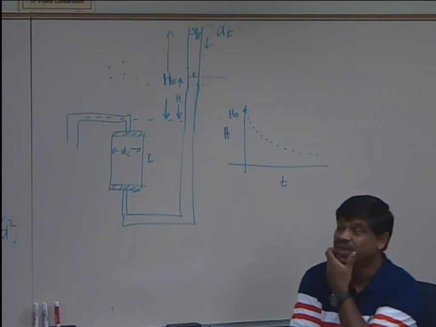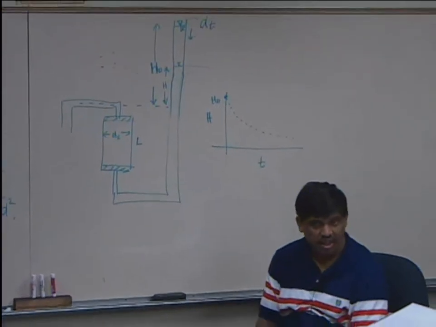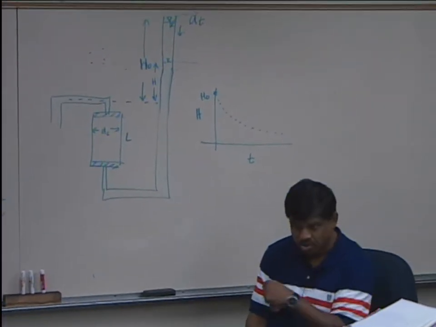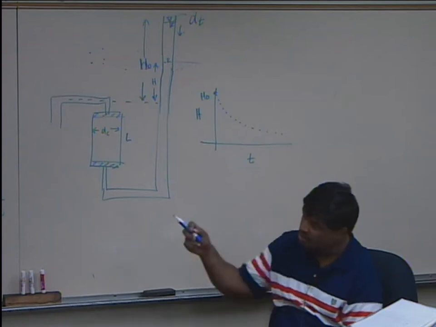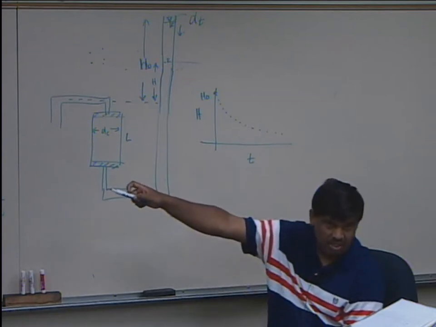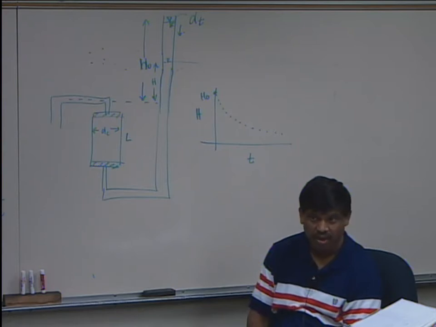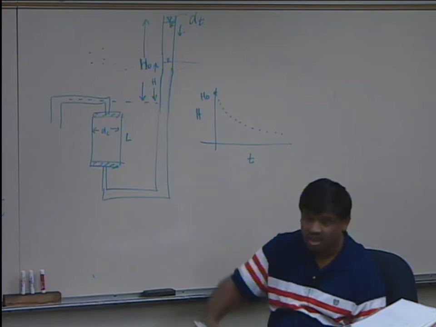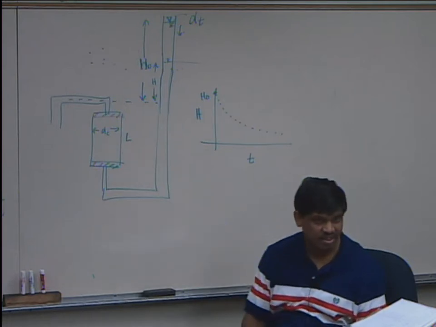If I pack this with sand, it'll go so fast you can't time it, so it might have a lot more error. What if it's the other way around? If I fill it with clay, what do you think will happen? Nothing will flow through the system, because you need huge gradients to drive water through a clay material.